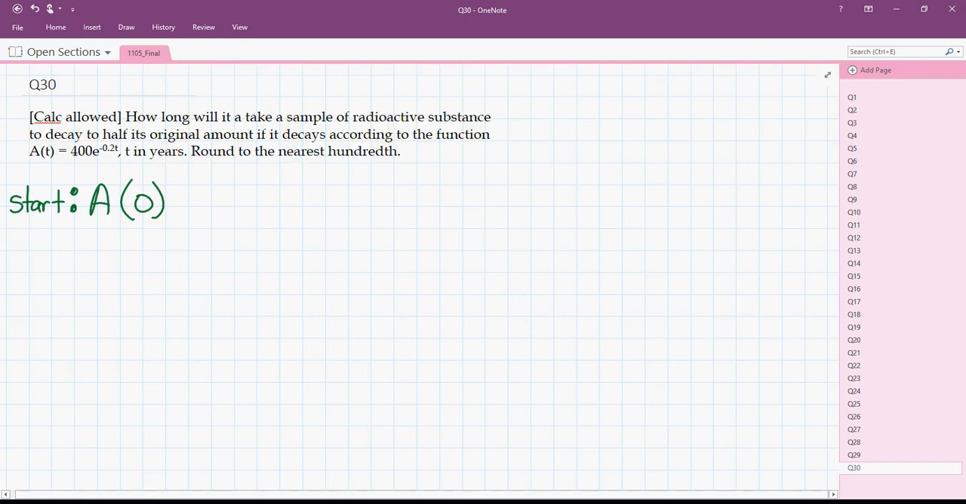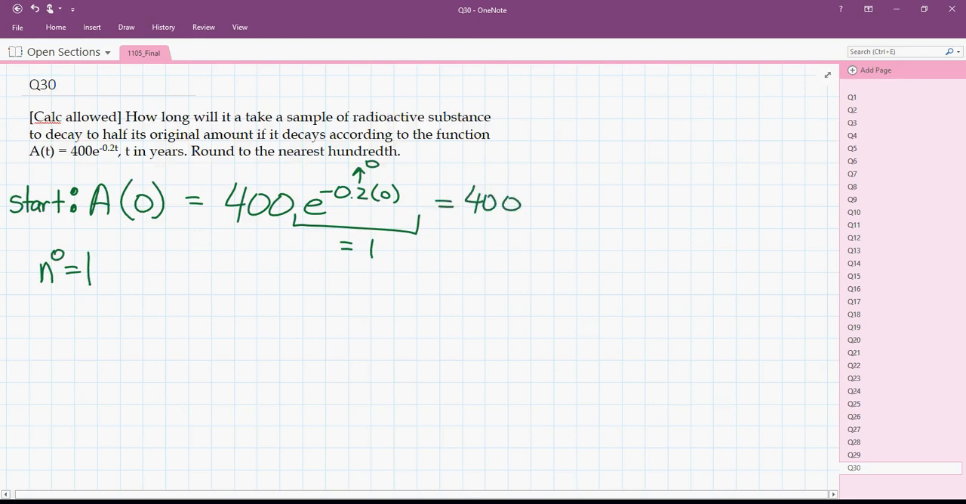And to do that, we would just plug in 0. So that is equal to 400 times e to the minus 0.2 times 0. Now, something interesting happens with exponents here. 0.2 times 0 is equal to 0, and any number to the 0 is always equal to 1, regardless of what the number is. So this entire part is just equal to 1. If that entire part is equal to 1, then this is just equal to 400. So that's how much we start with.